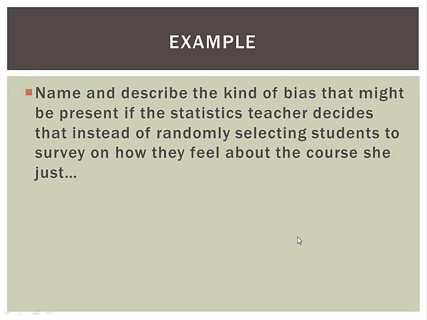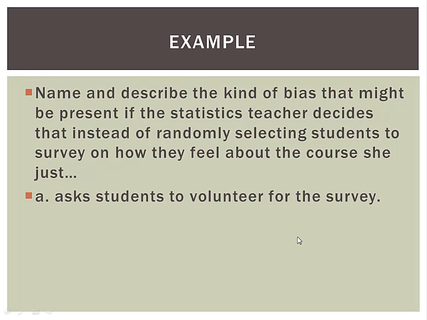So example, name and describe the kind of bias that might be present if the statistics teacher decides that instead of randomly selecting students to survey on how they feel about the course, she just, part A, asked students to volunteer for the survey. So what sort of sampling, what sort of bias would occur here? Voluntary response sample, right? It would probably be toward those students who say they enjoy the course, or students who say they really hate the course.